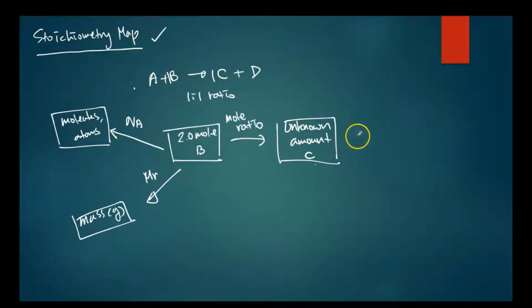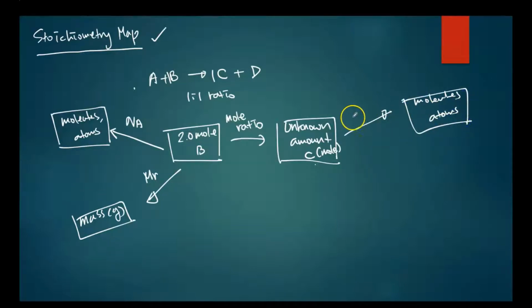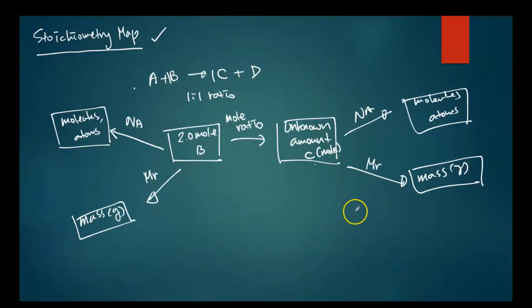Same thing, if we want to convert the unknown amount of C in mole to molecules or atoms, we have to use Avogadro's number. And if we want to convert this mole to mass, which is in gram, we have to use the relative molecular mass.